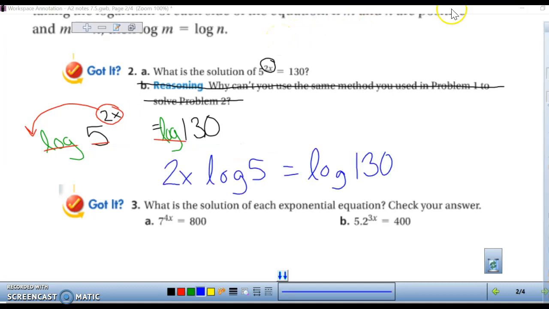Like I said, you drop that exponent down in front, and so now we have 2x times log 5 equals log 130. So to solve for x, we're going to divide by log 5 on both sides. And we also need to divide by 2. So we have log 130 divided by 2 times log 5.